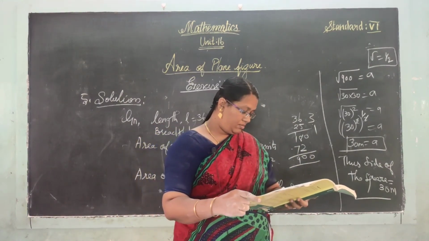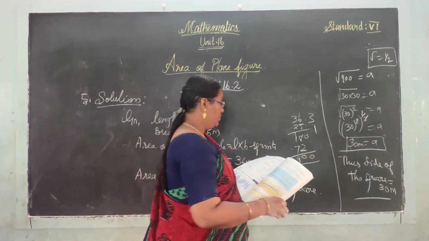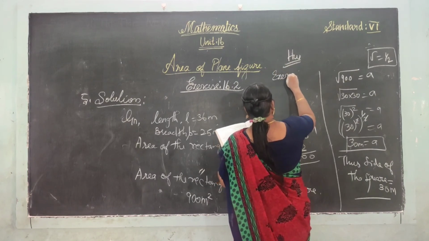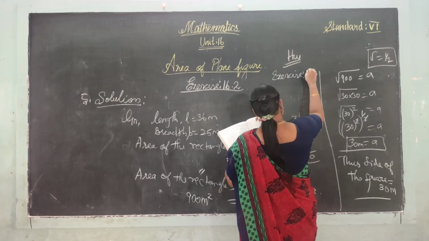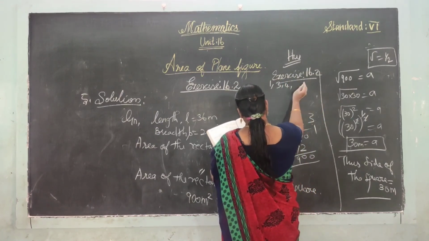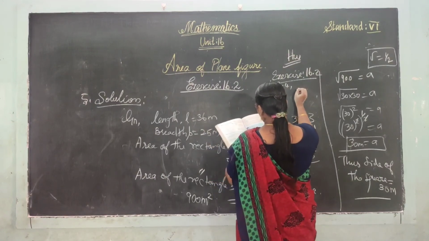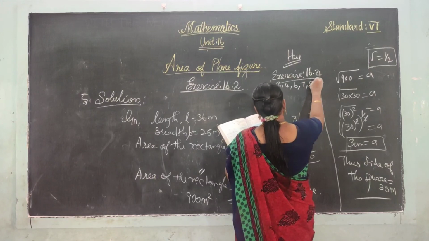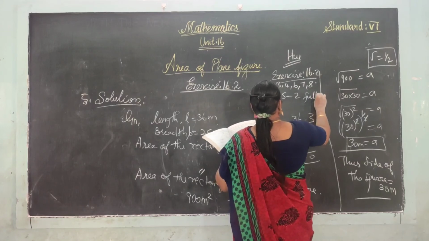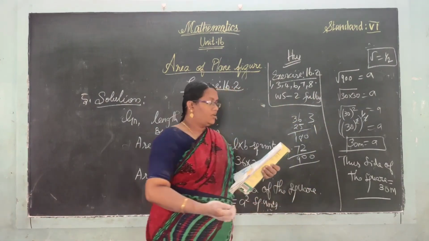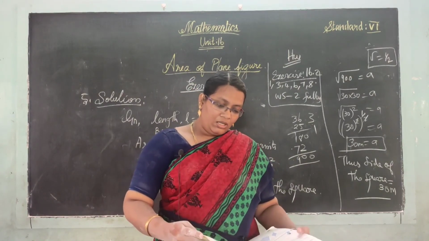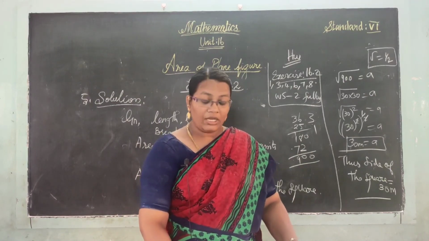Okay, the remaining problems are homework. Okay? So homework: exercise 16.2, problems 1, 3, 4, 6, 7, 8. Okay, and then worksheet 2 fully. Okay, so this unit is completed. If you have any doubt, you can ask your doubt in an online class.